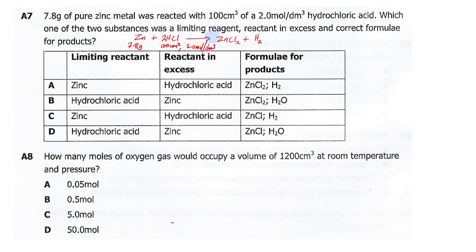For us to know which one of these is the limiting reagent, first of all you need to understand what a limiting reagent is. A limiting reagent is a reagent or reactant that is in less supply when two things are reacting. Like the way we have zinc and hydrochloric acid, these two are what we call reactants, two things that are coming to react.